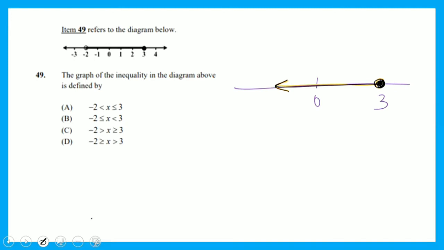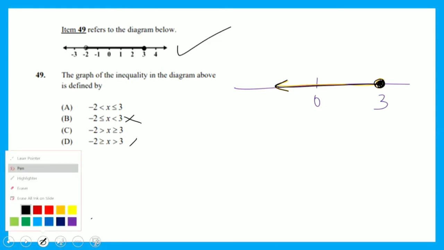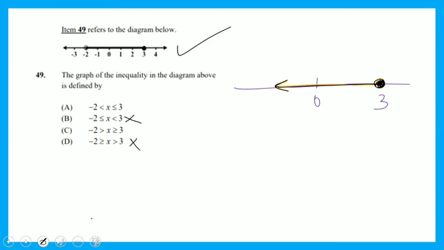And that's the case in this diagram we're given. We should be indicating that X is less than or equal to 3. So immediately we know this is incorrect, because this one is saying that X is actually greater than 3.